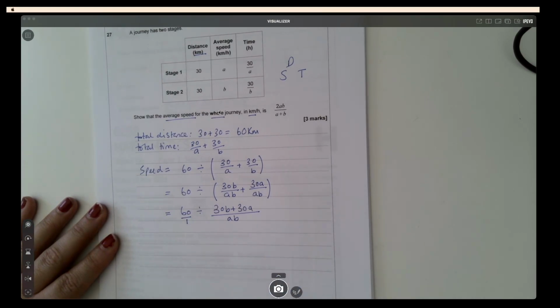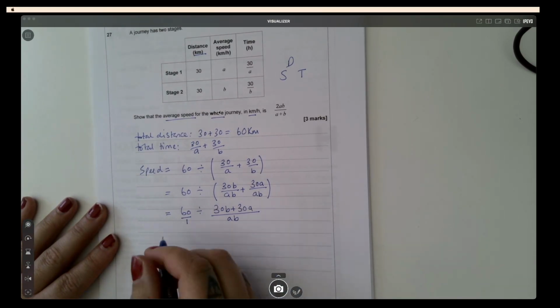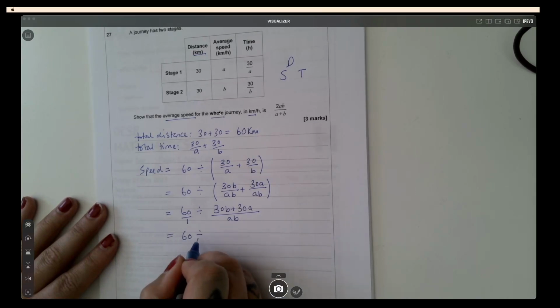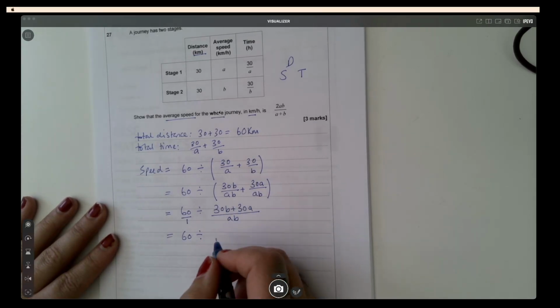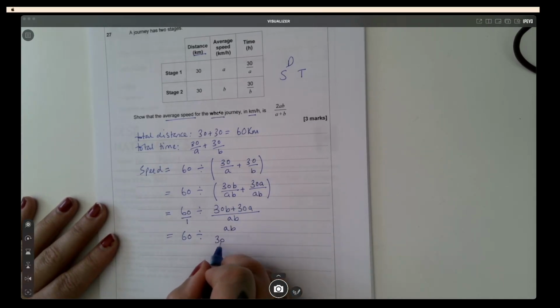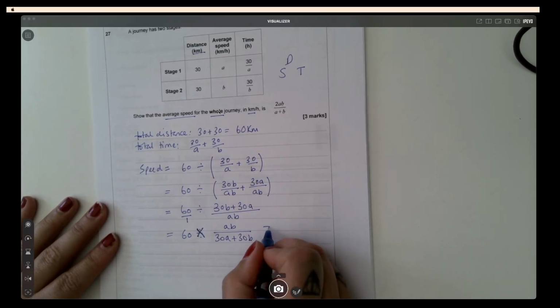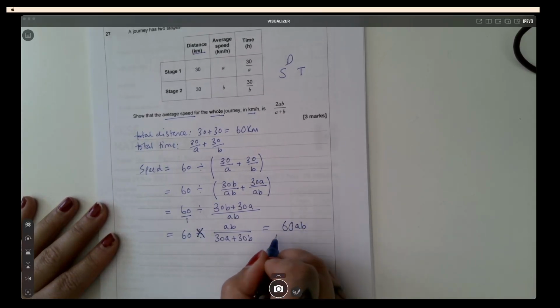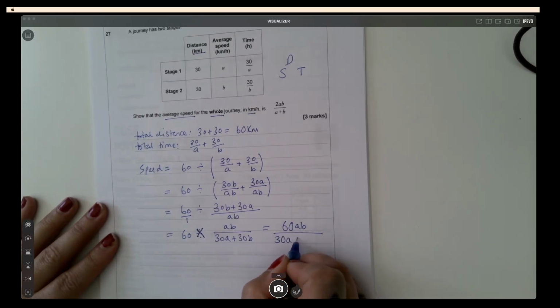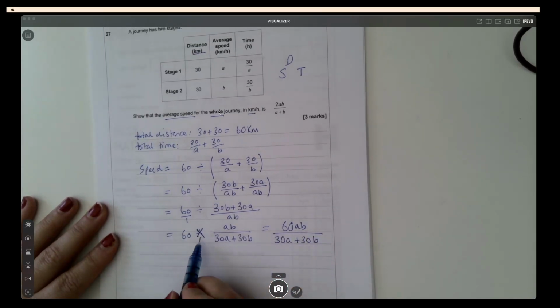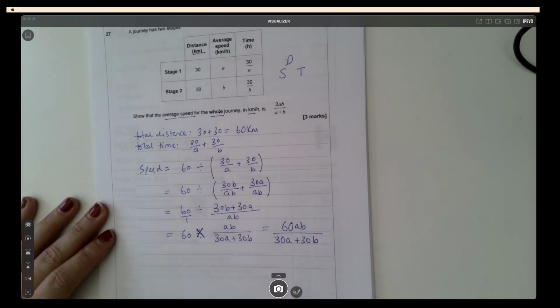So we can think about dividing fractions. So when we divide fractions, we're going to keep the first the same. And then we're going to find the reciprocal of this. So we're going to flip it upside down. And now it becomes a multiplication, which we can then write as 60ab all over 30a add 30b. Remember, it becomes a multiplication because the reciprocal is the inverse.